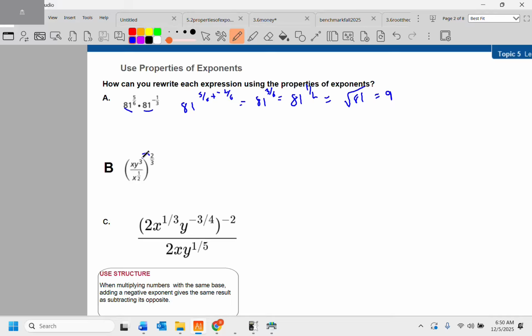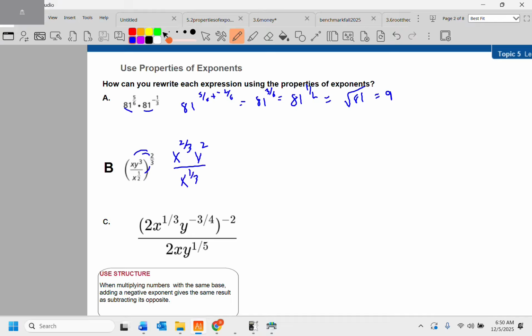All right, example B. We're going to use what's called the distributive property of exponents here. We're going to distribute that 2/3 to every single thing. We'll have x to the 2/3. If we do 2/3 times 3, 2 times 3 is 6 over 3, that's a 2, so you have a y squared. Down low, 2 times 1 is 2, 3 times 2 is 6, 2 over 6 is a third.